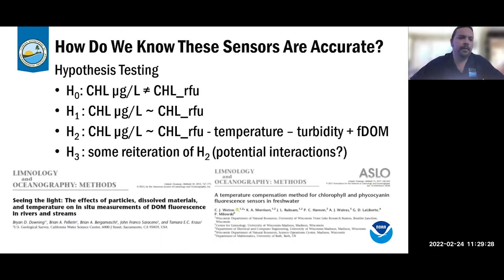However, we've got a couple of additional hypotheses. We can see that there's a secondary alternative hypothesis that the sensor does correlate with the extractive values. However, this relationship can be improved by incorporating some of the accessory data that the data sonde is collecting simultaneously. And then our tertiary hypothesis is just a reiteration of our secondary hypothesis to include some of the potential interactions between these interferences that are noted in the literature.